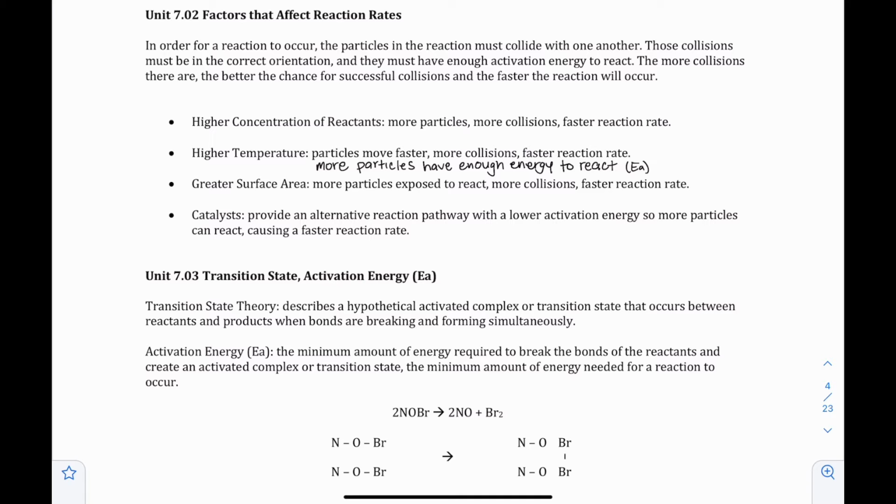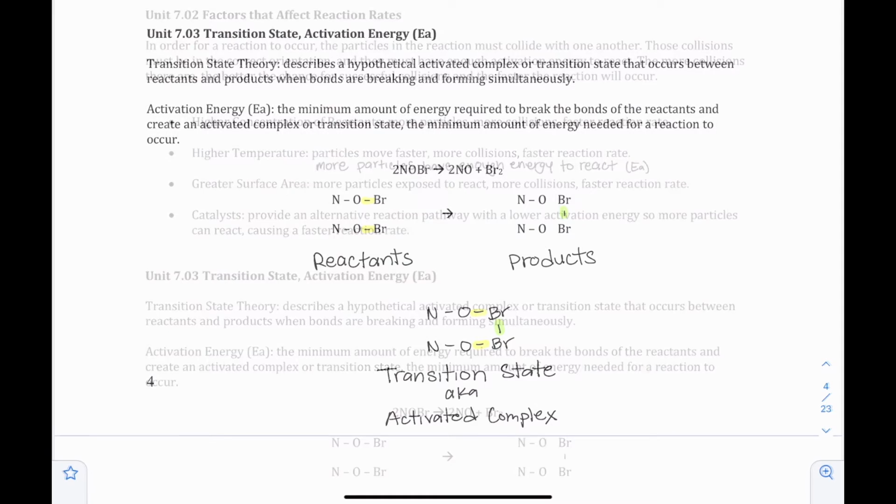Now it's important to note that with a higher temperature, more particles have enough energy to react, which is called activation energy, but we'll talk more about that later. And the last factor that affects the rate of a reaction are catalysts. Catalysts provide an alternative pathway with a lower activation energy so that more particles are able to react, but we'll talk more about that later as well.